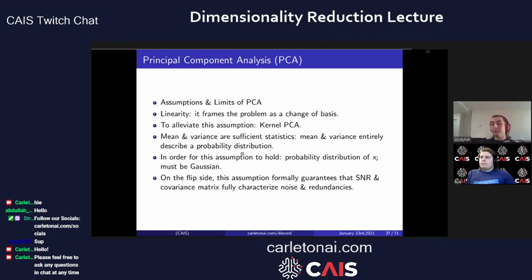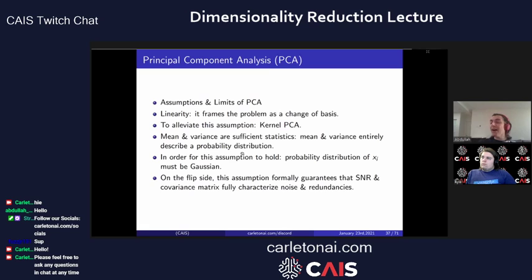But the other limit is that PCA, as you can see, uses the mean and the variance and the covariance. And the mean and the variance are actually sufficient statistics because they can completely describe the probability distribution, but as long as that probability distribution is Gaussian.